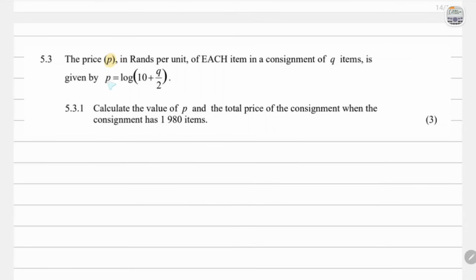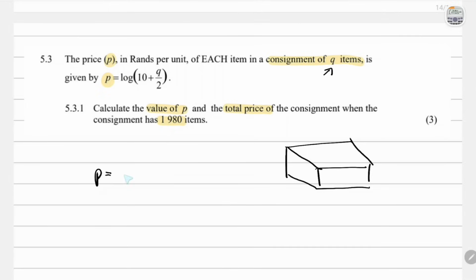So we have a price which is given by this formula over here, and you see it's in terms of Q. And this is the price per unit of each item in a consignment of Q items. So the consignment is some sort of, well, I guess we can just call it a package for now. And it has a specific amount of items in them, which has been denoted as Q. So we need to find the value of P and the total price of the consignment when the consignment has 1,980 items.